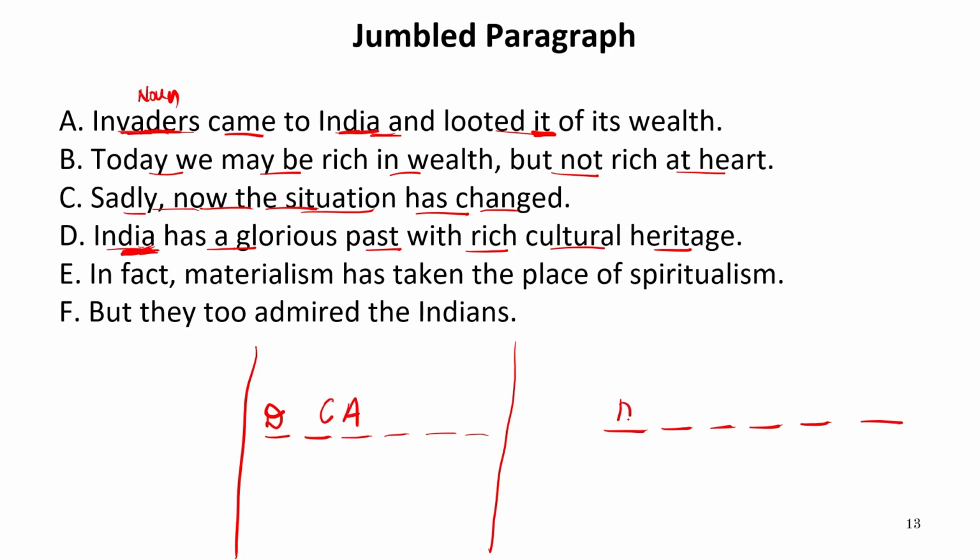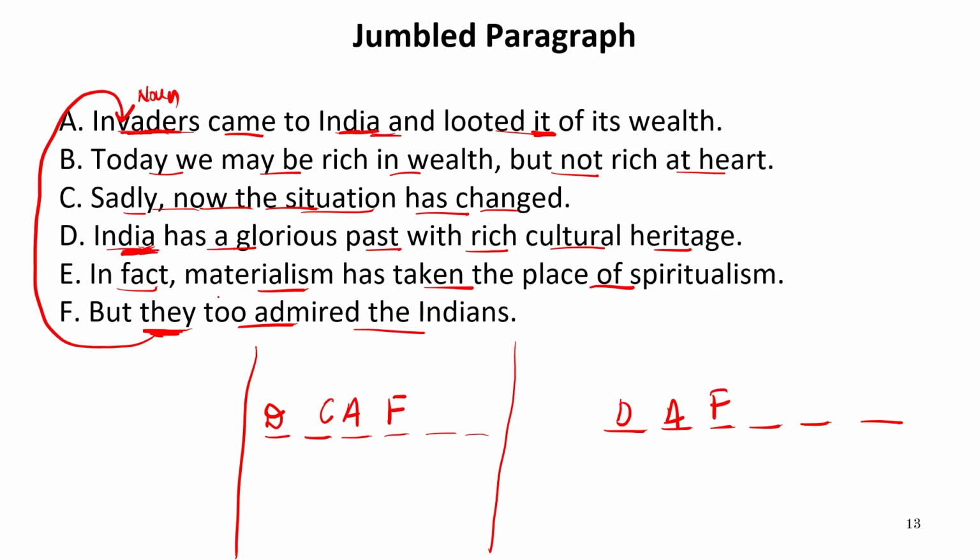Now one more thing can happen. D can be followed directly by A. Invaders came to India and looted it of its wealth. In fact, materialism has taken the place of spiritualism. Now, till now, this sentence has no link. But they too admired. Now, whom does this "they" refer to? "They" refers to the invaders. Therefore, after A, F should come in the sequence.